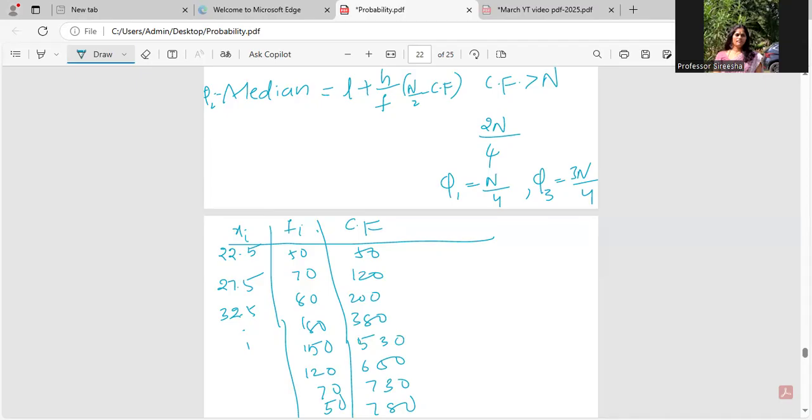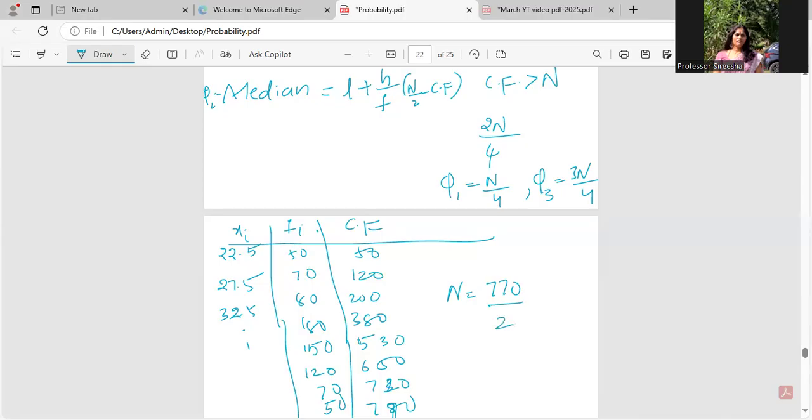200, 380, 530, 650, 650 plus 70, yeah, 720 and then this is 770. Now what will I do? N is equal to 770, guys. If you add all the frequencies also, it is 770. The last row of the cumulative frequency column is also 770 only.